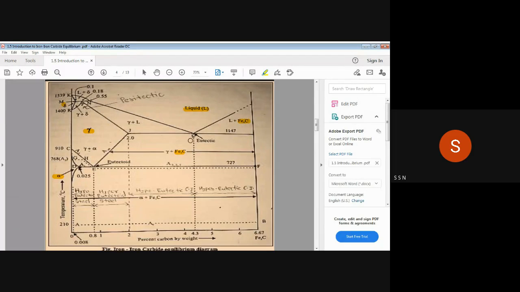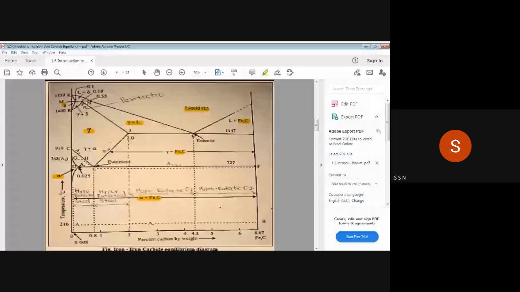And sometimes their combination is also present. So these things we have to see. These five phases are present here, four solid states and one liquid state, and sometimes their combination is also present in the diagram. So that we are studying. These things we have divided into three transformations.